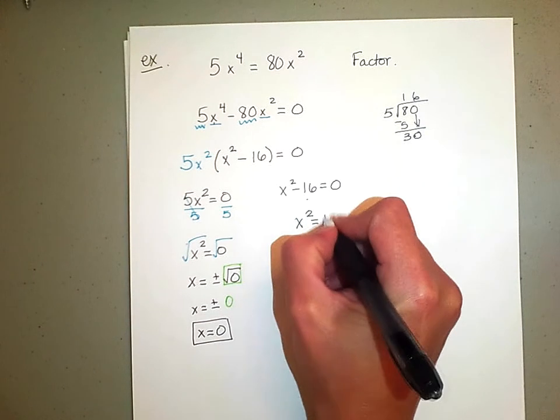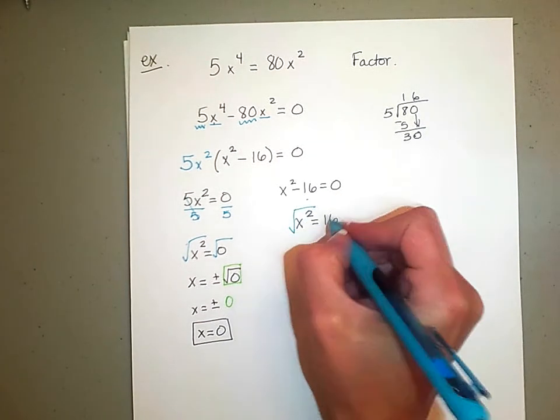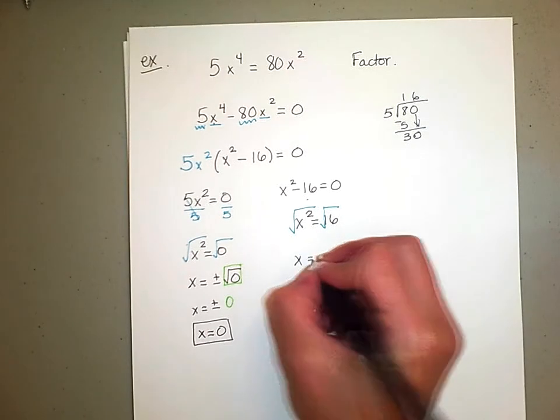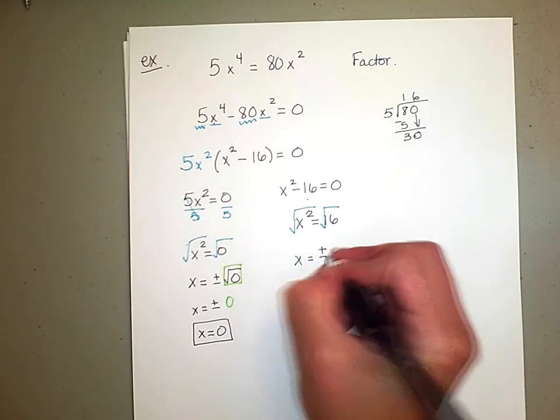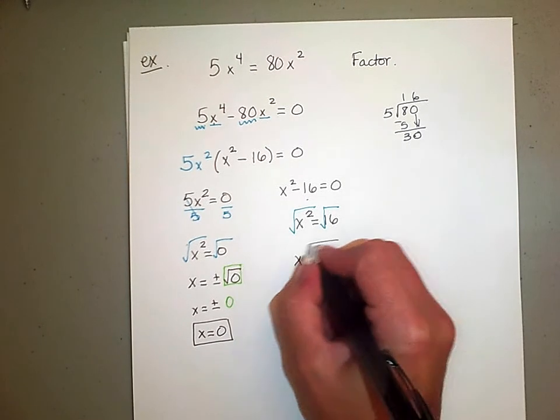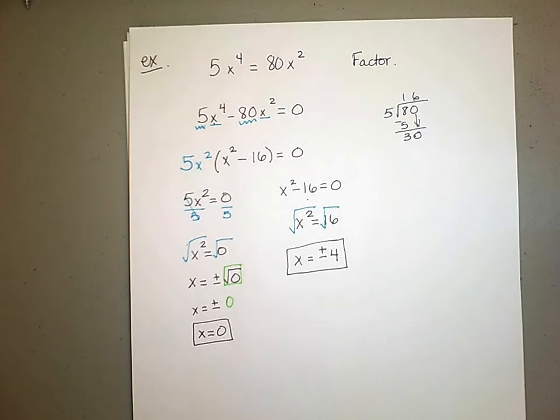On this side, we'll get x squared is equal to 16, moving the 16 over. Now we take the square root, and we have that x is equal to plus or minus, don't forget that, the square root of 16, which is 4. So in this case, we have 3 different answers.